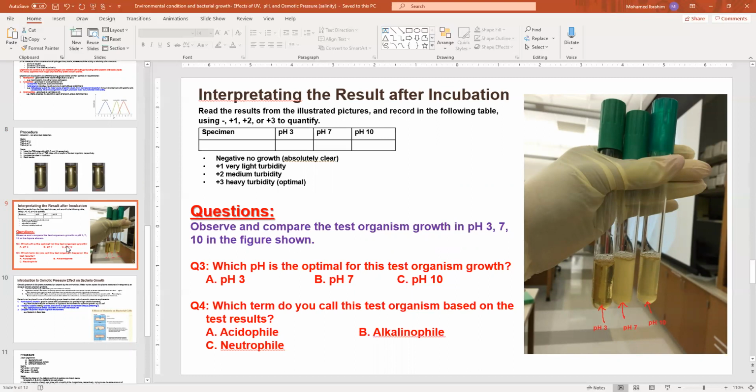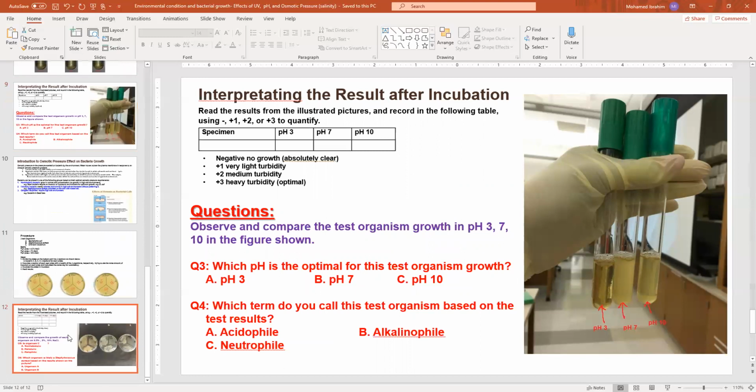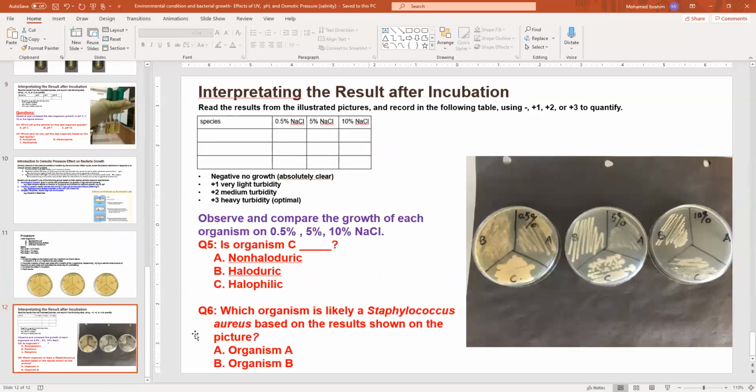And then on question 6, Professor, it says which organism is likely the Staphylococcus aureus based on the results shown on the picture? I put B because it is able to survive in high salt content, whereas A died.